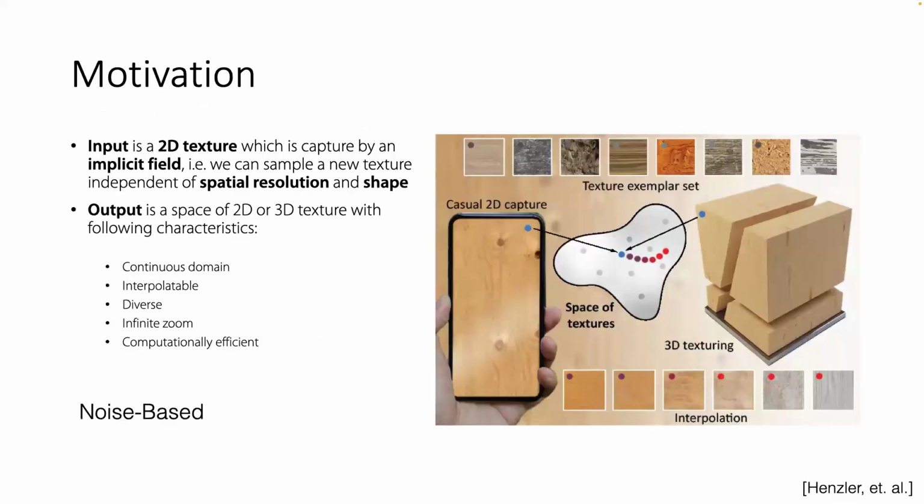And here we are going to use also this noise-based principle. And the idea is that you have an input 2D texture, it's captured by an implicit field, as we have seen previously in the course. And then you can sample this new texture at any resolution, any shape, and it has all the same qualities as the previous work that you saw for materials. Like having a continuous domain, you can interpolate, it's computationally efficient. And so we can compute this using, like, a cell phone, right?